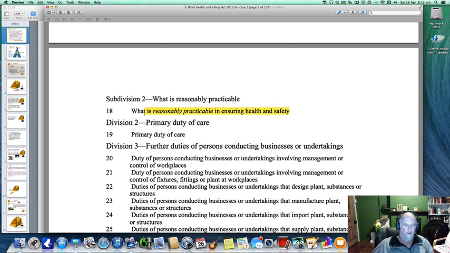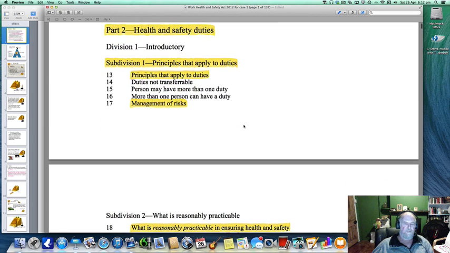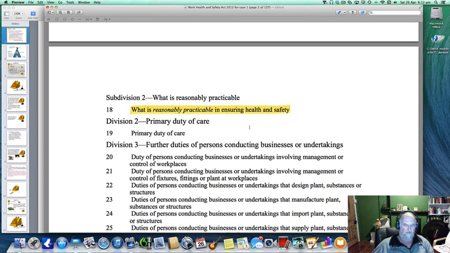Then it's got what is reasonably practicable. What are they saying about that? That's a big one. What is reasonably practicable in ensuring health and safety. The reason they pick that out is because the subdivision principles that apply to duties will have that statement in it, that the standard will be what is reasonably practicable.